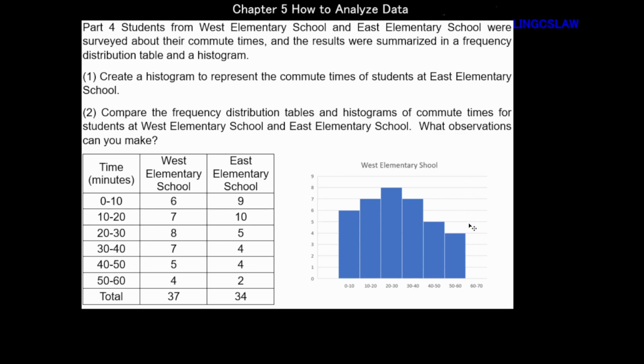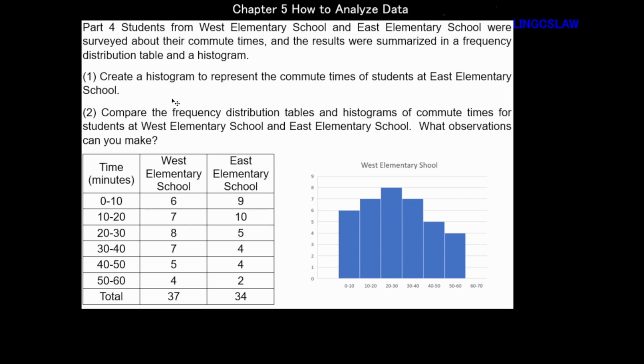And look at this histogram. West Elementary School, the time slot 0 to 10, there are 6 students. Again, there are 6 students. And the time slot 10 to 20, there are 7 students. And in the table also there are 7 students, and so on.